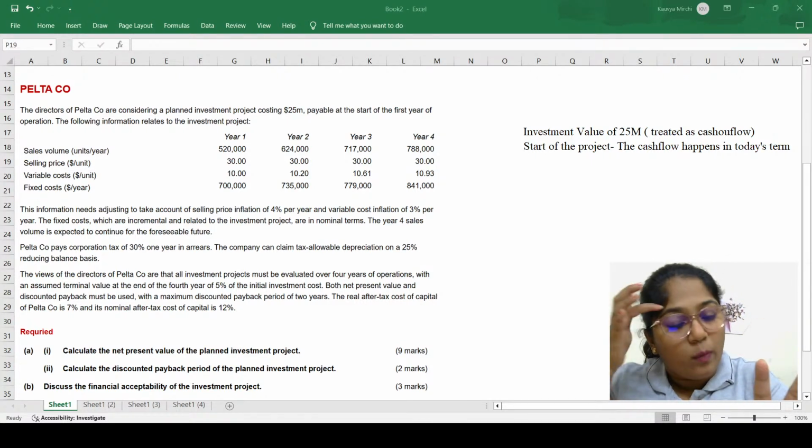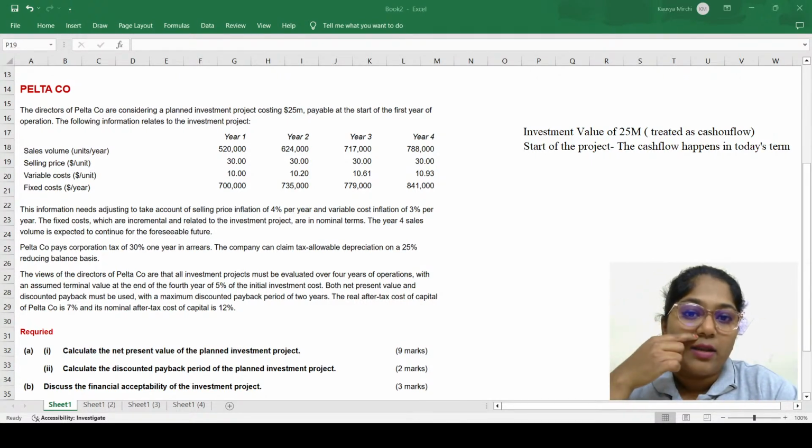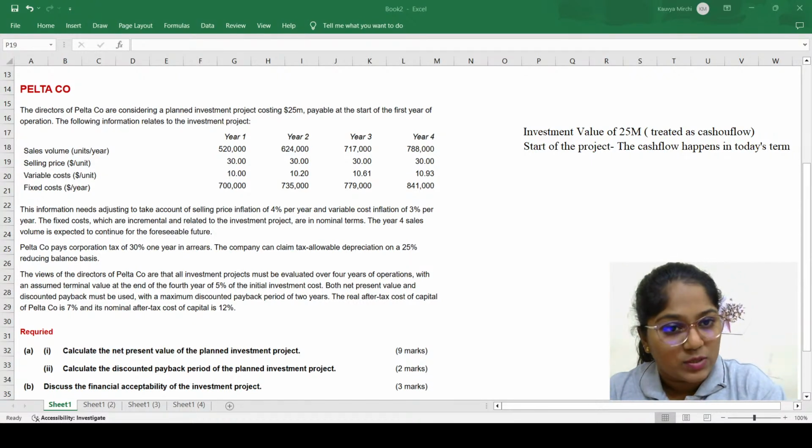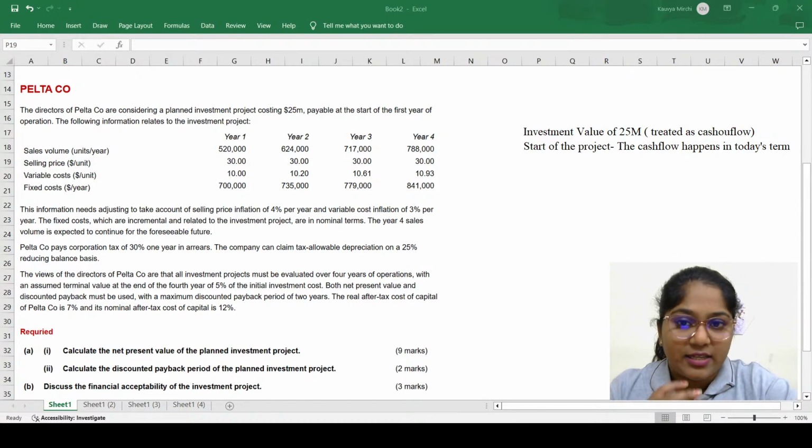So I will show you two methods. Both methods you can apply in your examination. Whichever you find better, you can go ahead and use that. So let's read the next information.